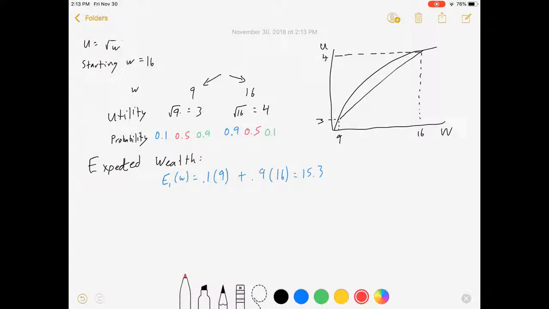Under my second probability distribution, there's a 50% chance of the $9 outcome and a 50% chance of the $16 outcome. And so on average, this thing comes out to 12.5. And for our third distribution, the expectation of wealth is 0.9 times 9 plus 0.1 times 16, which comes out to 9.7.